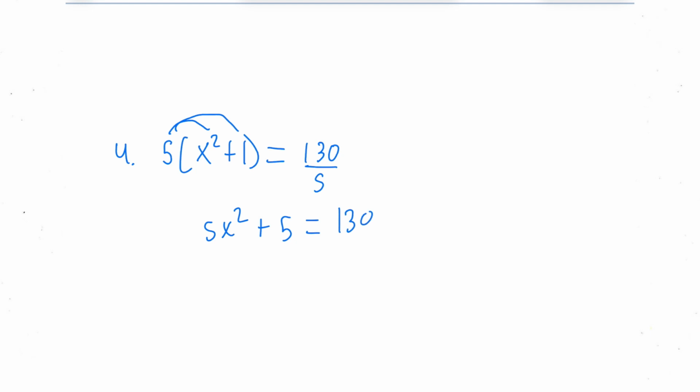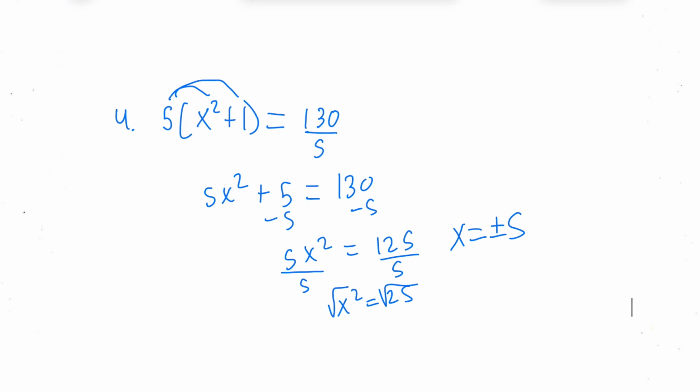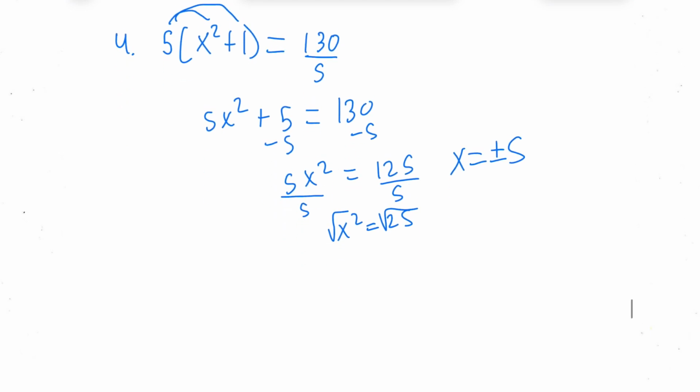So now we can subtract 5 from both sides. We'll get that 5x squared is equal to 125. Divide both sides by 5. We'll get that x squared is equal to 25. Square root, x is equal to plus or minus 5. So this is a pretty easy concept, but it's pretty important when starting off with quadratics.